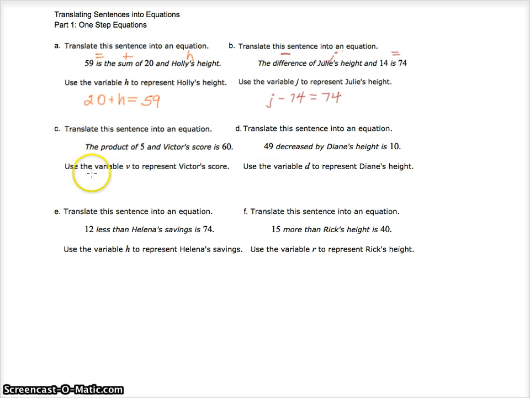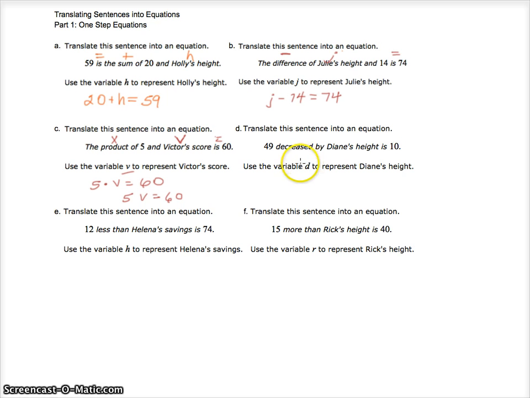For letter C, it asks us to translate the product of 5 and Victor's score is 60. Product means to multiply. Is again means equal. So the product of 5 and Victor's score, and we need to use V for Victor's score. So we have 5 times V equals 60. Or just 5V equals 60.